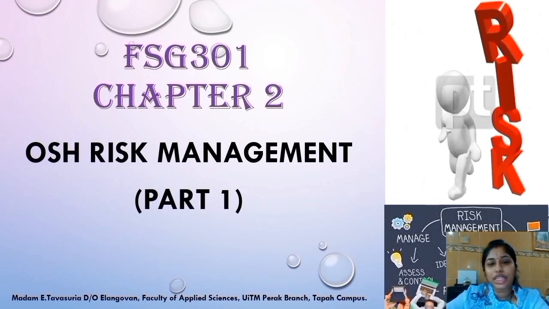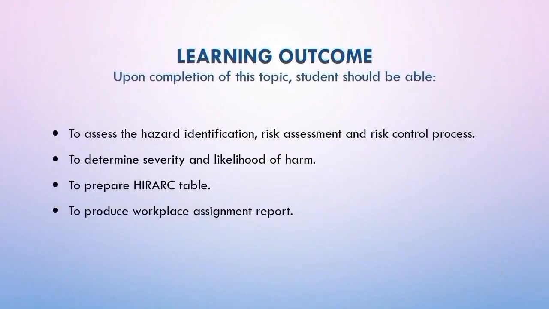Today I'm going to explain about Chapter 2, OSH Risk Management. These are the learning outcomes for Chapter 2. There are 4 learning outcomes for Chapter 2. Assess the hazard identification, risk assessment and risk control process, to determine the severity and likelihood of harm, to prepare the hierarchy table, to produce the workplace assignment report.